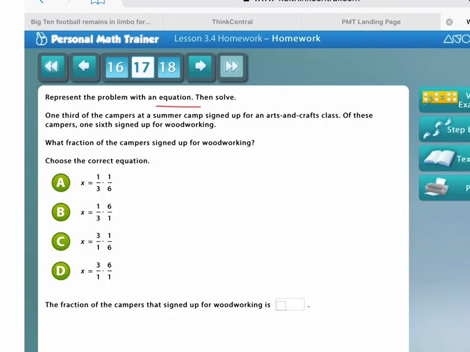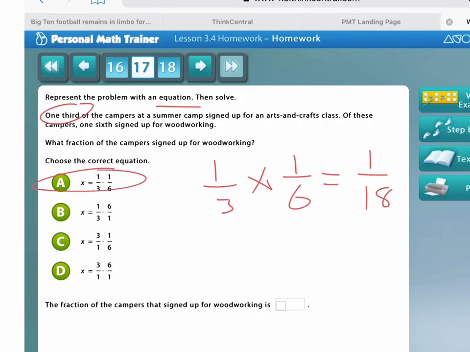So what's the equation that represents this problem? 1/3. Go ahead and just write the numbers you see. Are you here? 1/3 of the campers signed up for arts and crafts. Of these, of is times, 1/6 signed up for woodworking. So how many people signed up for woodworking? So you need to find out 1/6 of 1/3, and that's just multiply straight across. You end up with 1/18. So this would be the proper equation here, and that would be our answer there. 1/18 would go as our answer.